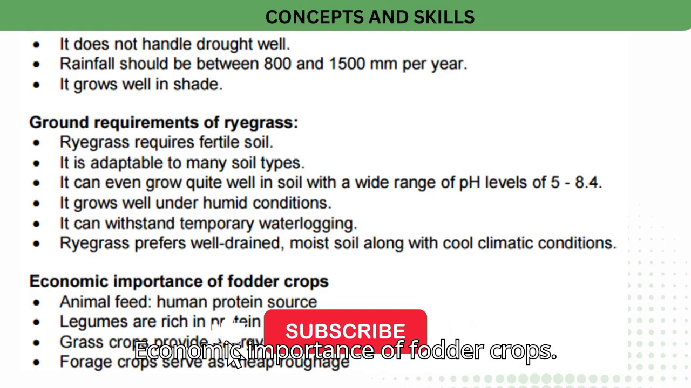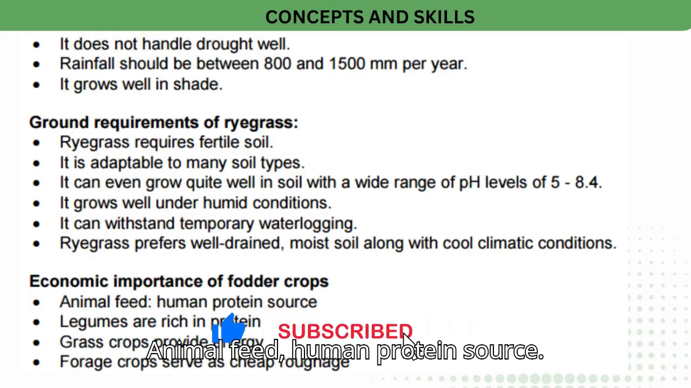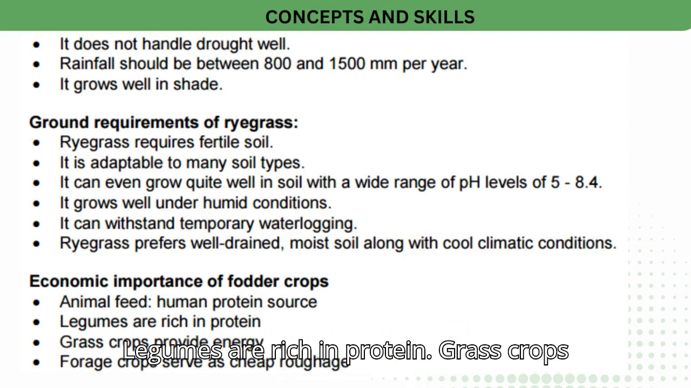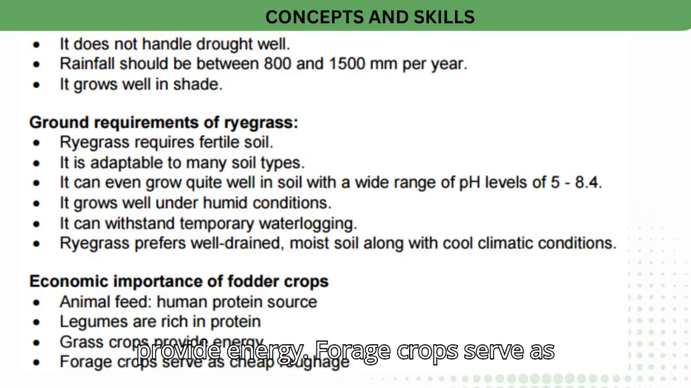Economic importance of fodder crops. Animal feed, human protein source. Legumes are rich in protein. Grass crops provide energy. Forage crops serve as cheap roughage.